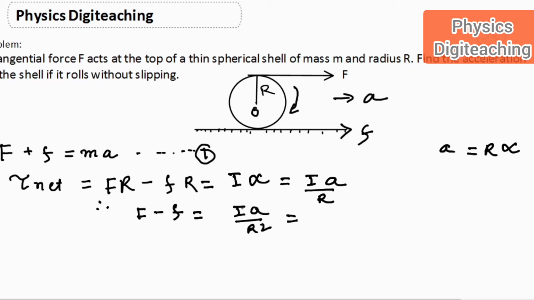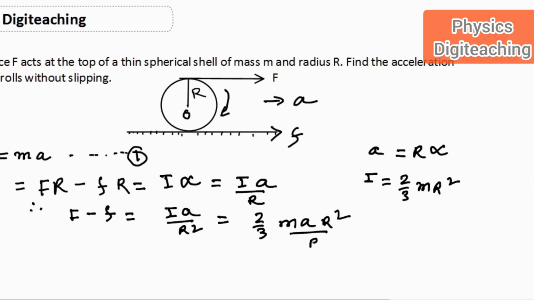Next, the moment of inertia of a shell about its diameter is 2/3 m R square. Therefore, 2/3 m a R square upon R square equals 2/3 m a. This is our equation 2.